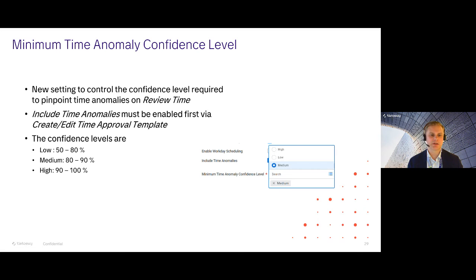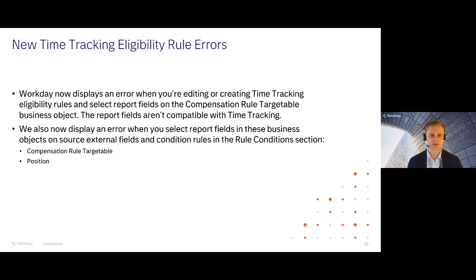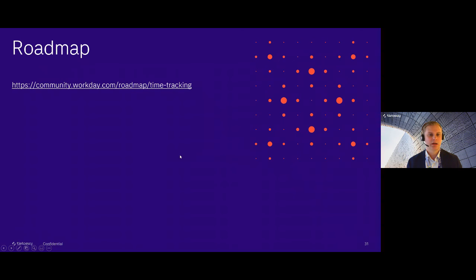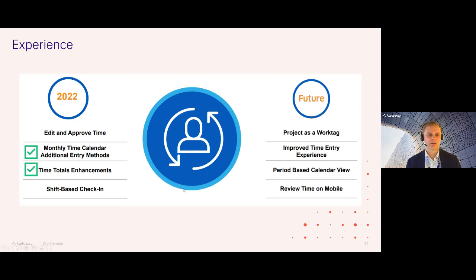Yeah. There's a couple of things, so then we can safely continue. For the eligibility rule errors, there were some fields that could be selected, but they didn't work. So Workday has now introduced some errors for those. And then we can have a quick look at the roadmap.